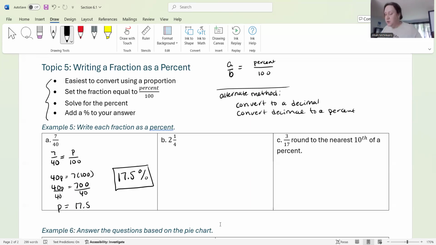So next we have 2 1/4. We want to write this as a percent. Since we're dealing with a mixed number instead of a fraction, the first thing I'm going to do is convert this to its equivalent improper fraction, okay?